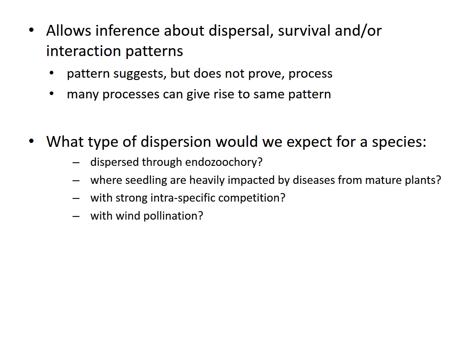Final example, what about species with wind pollination? Well, for wind pollination, individuals of the same species need to occur close to each other, because that's where wind pollination is most effective.